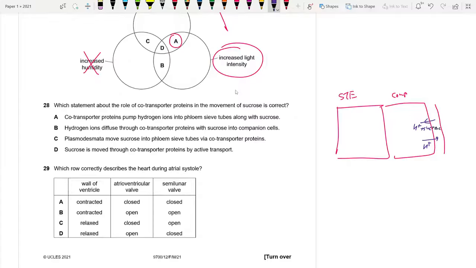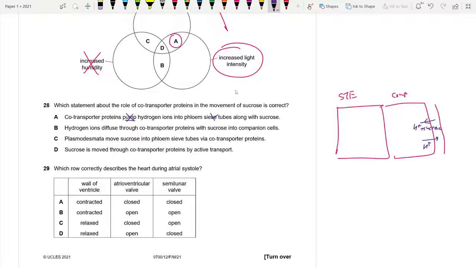The proton gradient that's built up, protons flow down the potential gradient through a co-transporter carrying sucrose along with it. Okay, so it's a passive process. That's why this word is wrong. Co-transport proteins pump hydrogen ions into phloem sieve tubes. No. The pump is a wrong word. Basically, co-transporters help in the movement of protons and sucrose into the companion cell, not the phloem sieve tube.